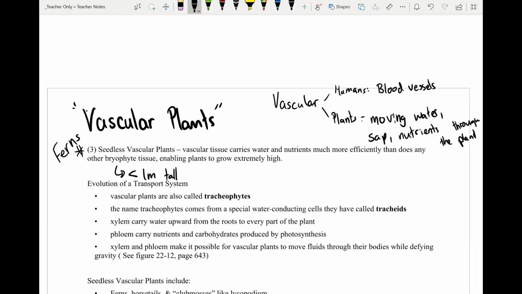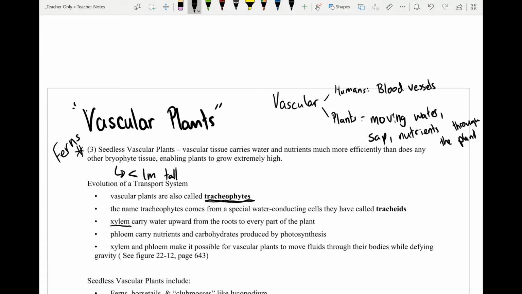So, evolution of a transport system. A big part of this, I'm going to talk to you about different things on how plants were able to sort of evolve this way. So first up, we have a generalized term. We call them tracheophytes. The name tracheophytes comes from the special water conducting cells they have called tracheids. So there's kind of 2 water conducting types of cells. There's what's called the xylem.